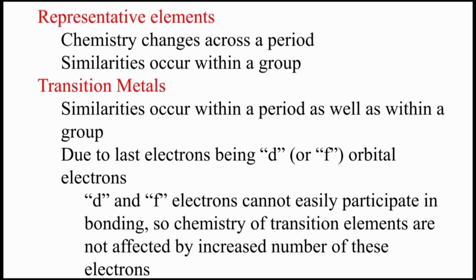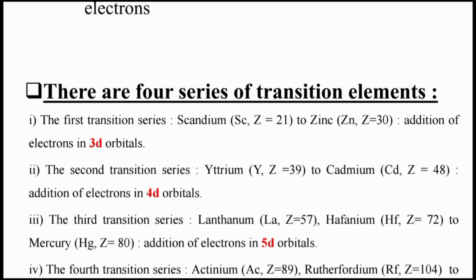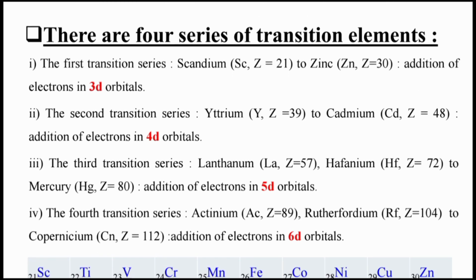For representative elements, chemistry changes across periods, and similarities occur within a group. For transition metals, similarities occur within a period as well as within a group. The last electrons being d or f orbital electrons, d and f electrons cannot easily participate in bonding, so the chemistry of transition elements is not affected by the increased number of these electrons. We will study only the 3d series more deeply, not the 4d series, 5d series, or 6d series.